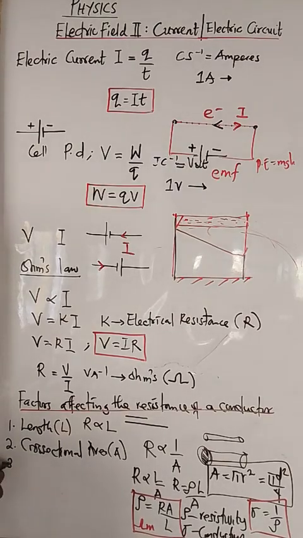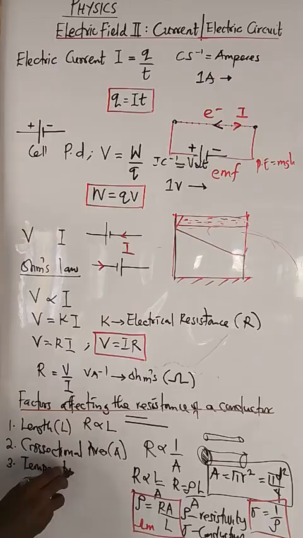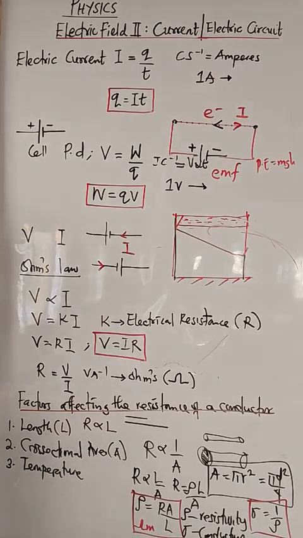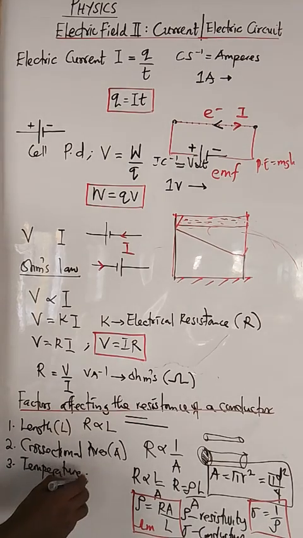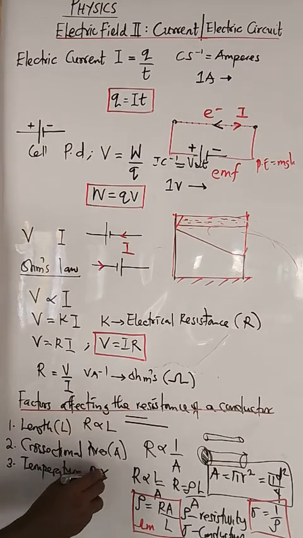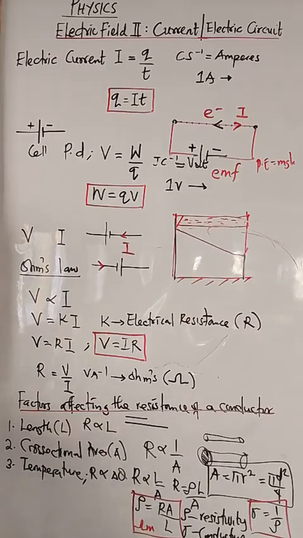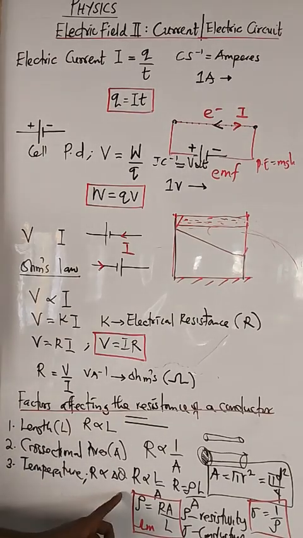The third one is temperature. If we have a hot wire and a cold wire, the cold wire will conduct more than the hot wire. Why? Resistance of a conductor increases with what? Increase in temperature. As temperature increases, resistance will increase.